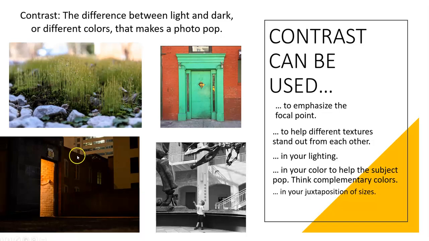Contrast can be used in your lighting. This is a great example here. We have the light coming through the doorway. In your color to help the subject pop, think complementary colors, like we've already talked about the colors in this photograph. And then in your juxtaposition of sizes, like if you have something really big next to something really small, that is another example of contrast, which we see here in the picture with the little boy next to the big dinosaur bones. Please make sure that you have everything on this slide copied, and once you've done that, you can move on.